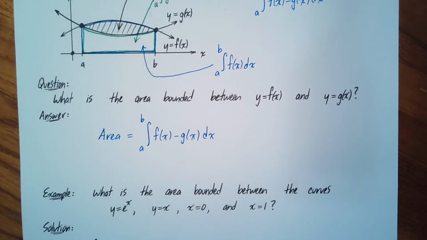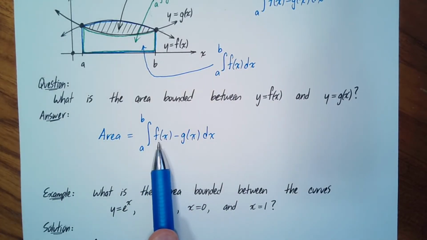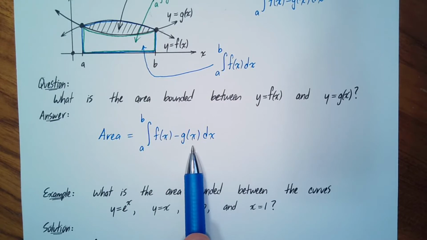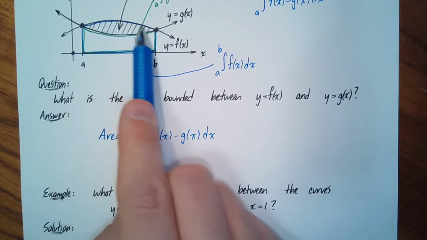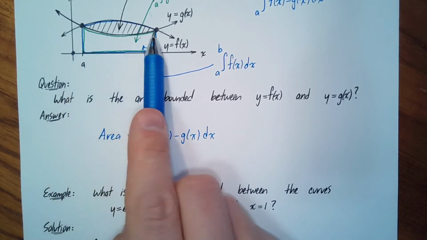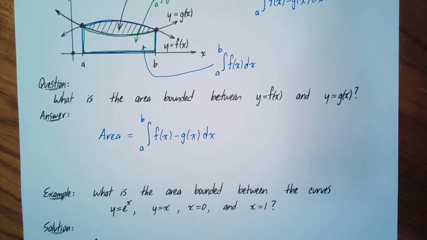So in general, f of x is your top function, and g of x is your bottom function, right? The function that is the bottom boundary of that shape. So f is the upper boundary, and g is the lower boundary of that shape that you're trying to find the area of. And this will give you that area. So let's look at an example.